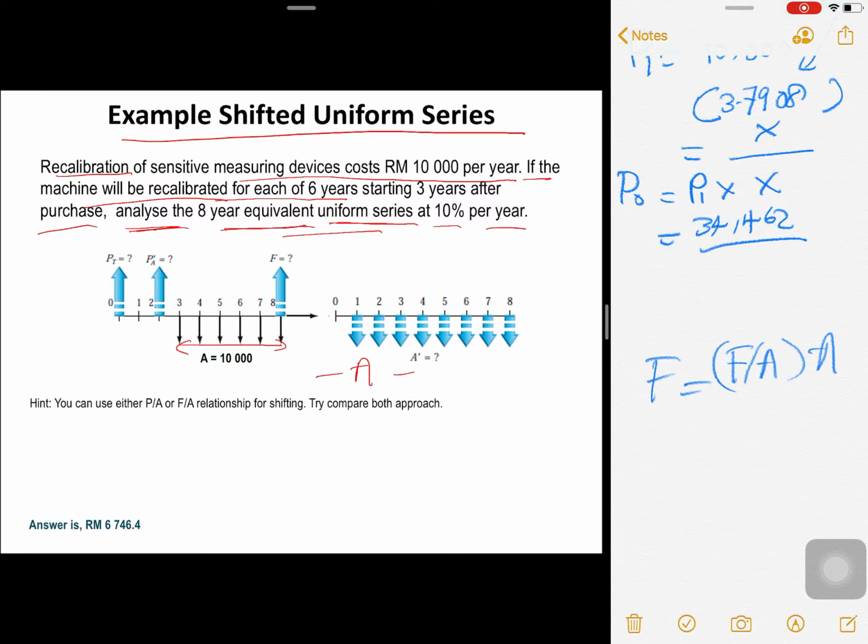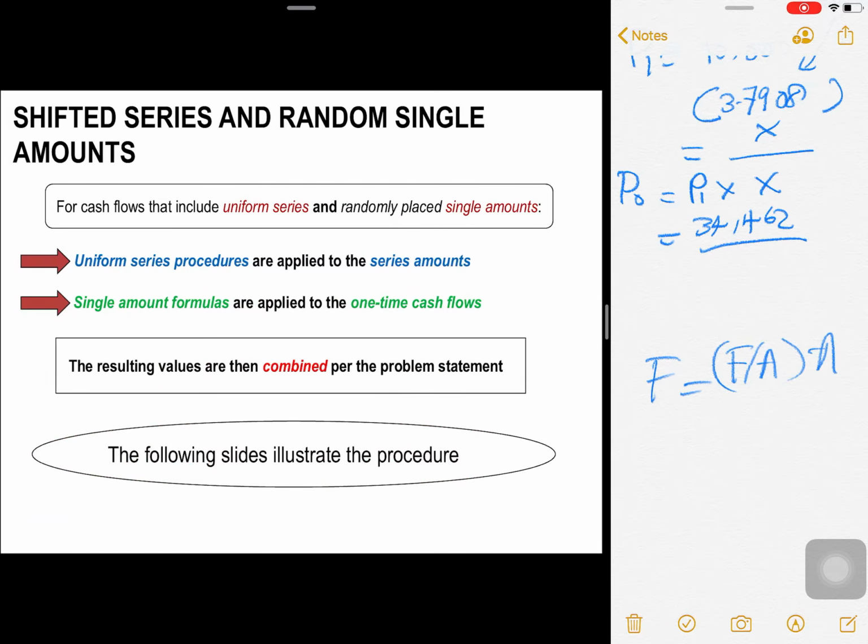They want the average value of A from year 0 to year n, n equals to 8 over here. So a hint: you can use either the P over A or F over A relationship for shifting, and you can try to compare both approaches. It should come with the same answer.